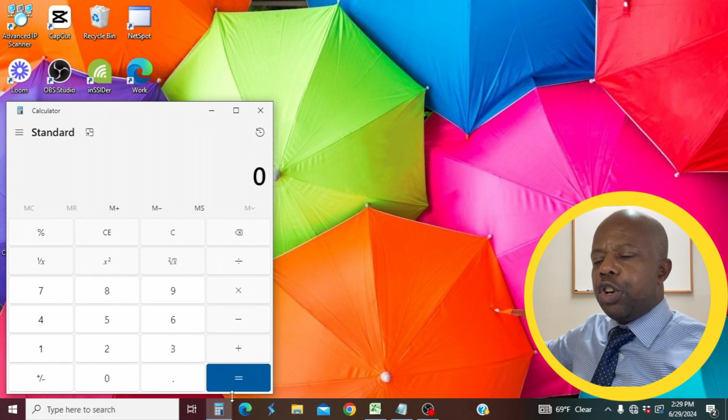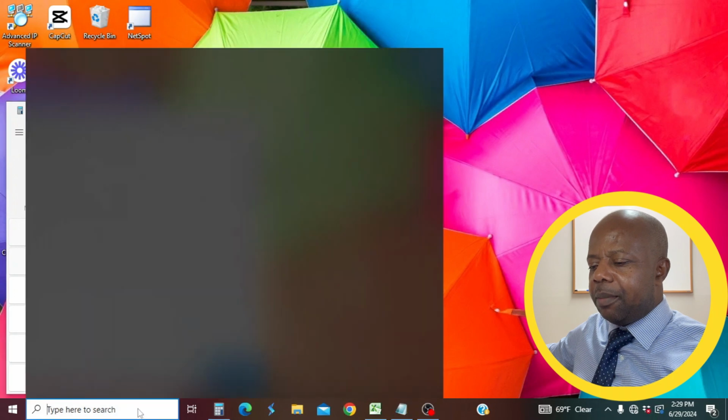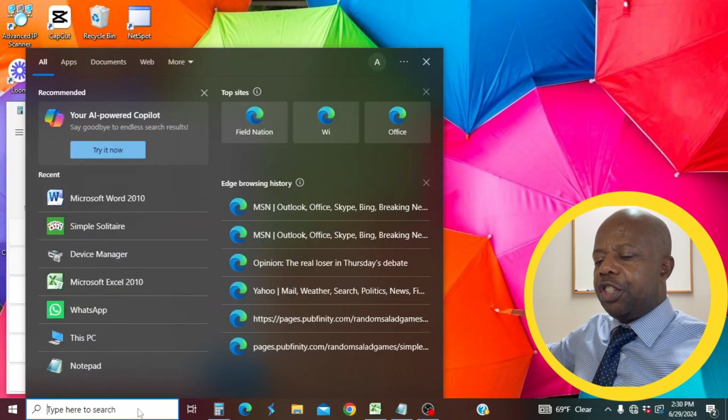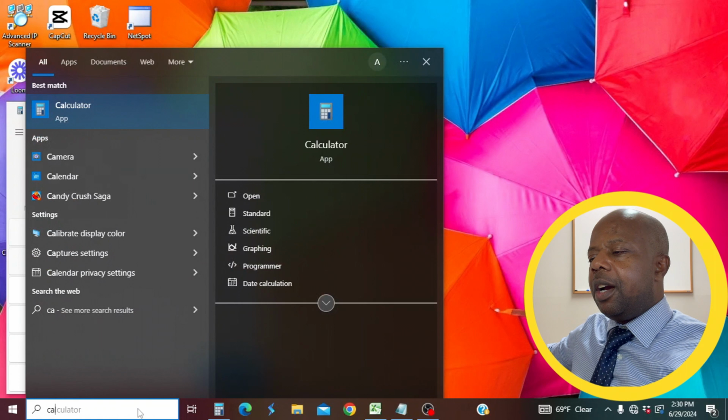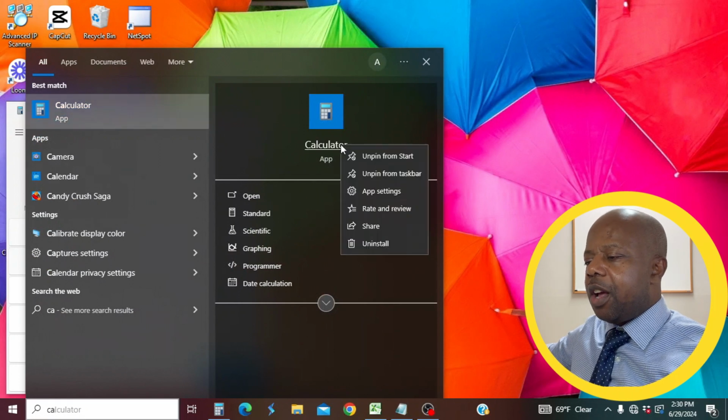So I'll quickly show you your Windows-based calculator, the calculator on your computer and your laptop for Windows operating system. In your search, you can type calculator and it will bring up your calculator. You can right click on it to pin to your start bar and your start button. Because I have mine pinned already, it is giving me the option to unpin.